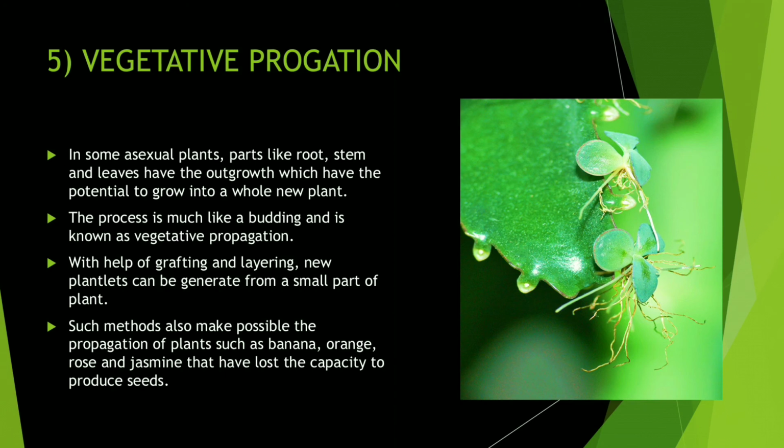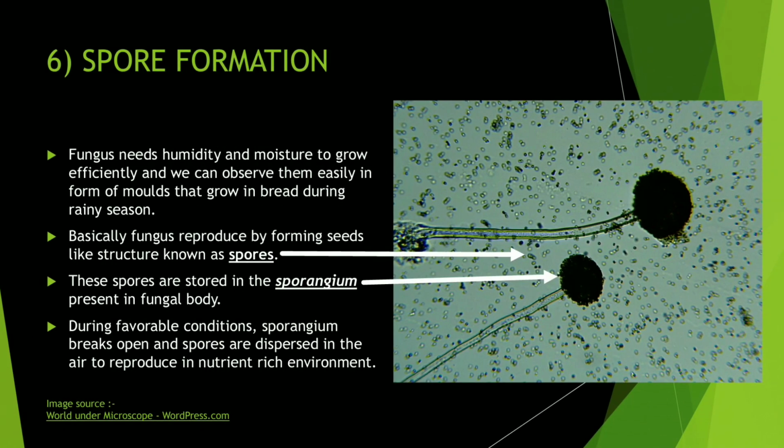Now this property of vegetative propagation involves two techniques when you are using it in agriculture, grafting and layering, where a new plantlet can be generated from a parent plant. Because of this, plants which do not produce seeds, like banana, orange, rose, and jasmine, can be cultivated in large fields. Now let us move on to the last topic of this session, which is spore formation.